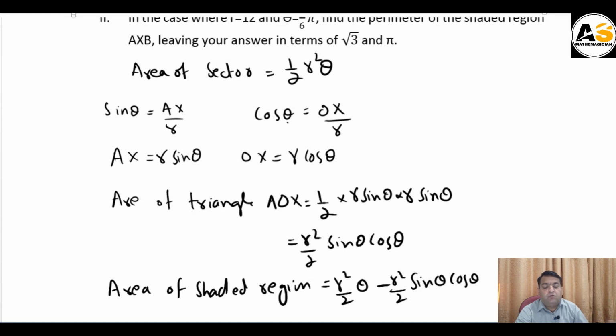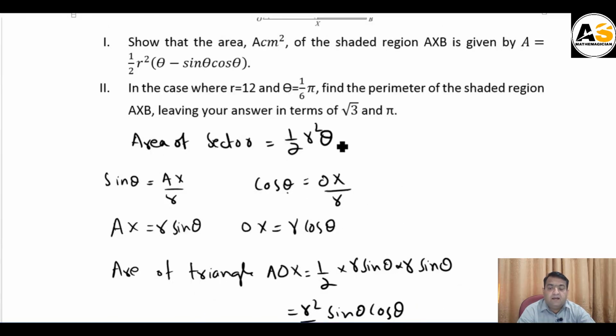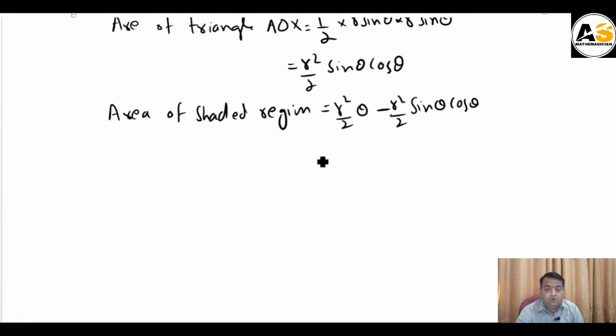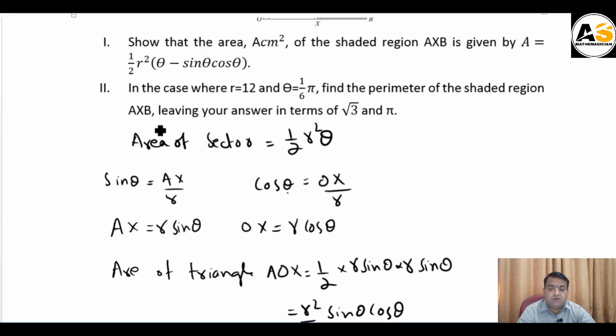And I can take out r square by 2 common, and hence we will get area of shaded region is equal to r square by 2 into theta minus sine theta cos theta as required. This was part 1 of this question.